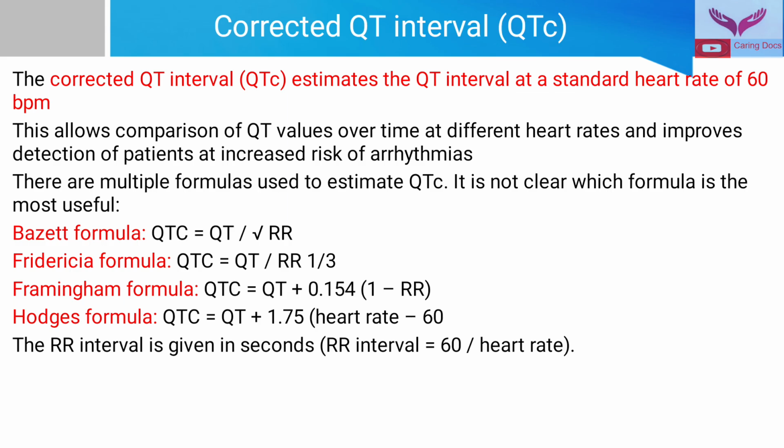For example, we use the Bazett formula, where the QTc is QT divided by the square root of the RR interval; the Fredericia formula, where the QTc is QT divided by RR to the power of 1/3; the Framingham formula, where QTc is QT plus 0.154 times (1 minus RR interval); and the Hodges formula, where the QTc is QT plus 1.75 times (heart rate minus 60). The RR interval is given in seconds, and it is 60 divided by heart rate.